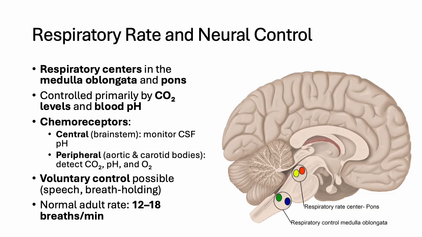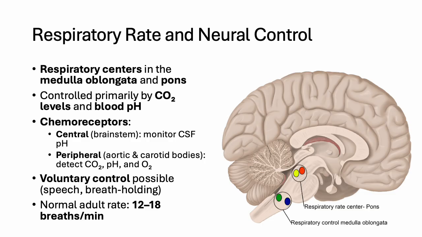This control is mediated by chemoreceptors. The central chemoreceptors in the brainstem monitor the pH of cerebrospinal fluid, which reflects carbon dioxide levels. Peripheral chemoreceptors located in the aortic arch and the carotid arteries sense changes in blood carbon dioxide and pH, and only under extreme conditions, oxygen levels. When carbon dioxide builds up or blood becomes too acidic, the medulla signals respiratory muscles to increase breathing rate, helping to expel more carbon dioxide and restore pH balance.